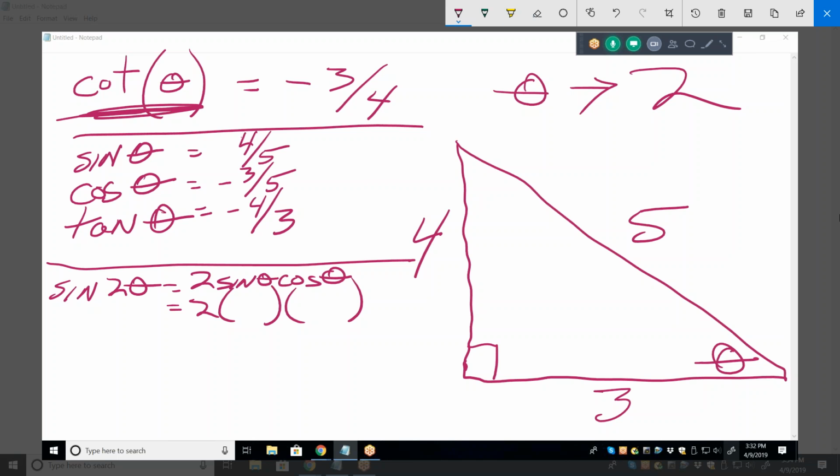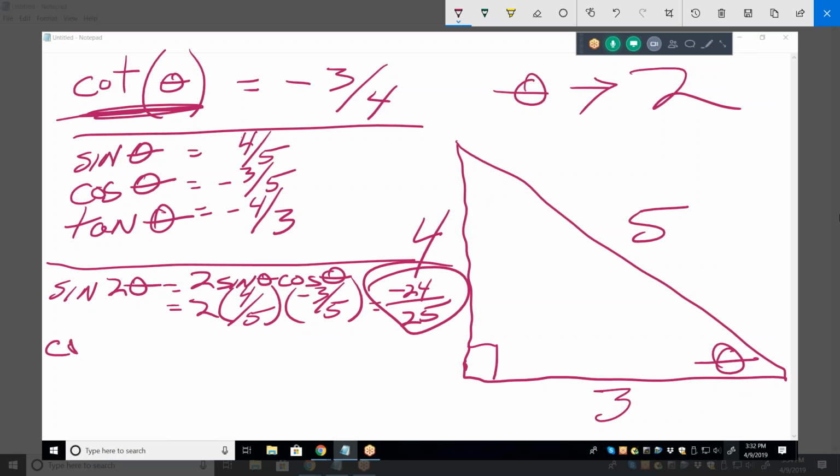What goes here in the first parentheses? 4/5. And in the second? Negative 3/5. What's that answer? So that is negative 24 over 25. That's what the sine of 2 theta is.